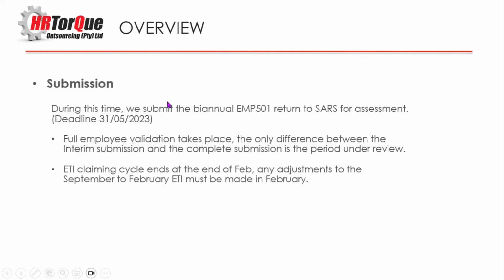So during this time, we're submitting for the full submission, not the biannual. During this time, we're submitting our 2023-02 submission, and our deadline is the end of this month, the end of May. Full validation takes place during the submission. And the only real difference between this submission and the interim submission is that the tax certificates that are issued to the employees are not done on an interim. They're only done on a full submission.